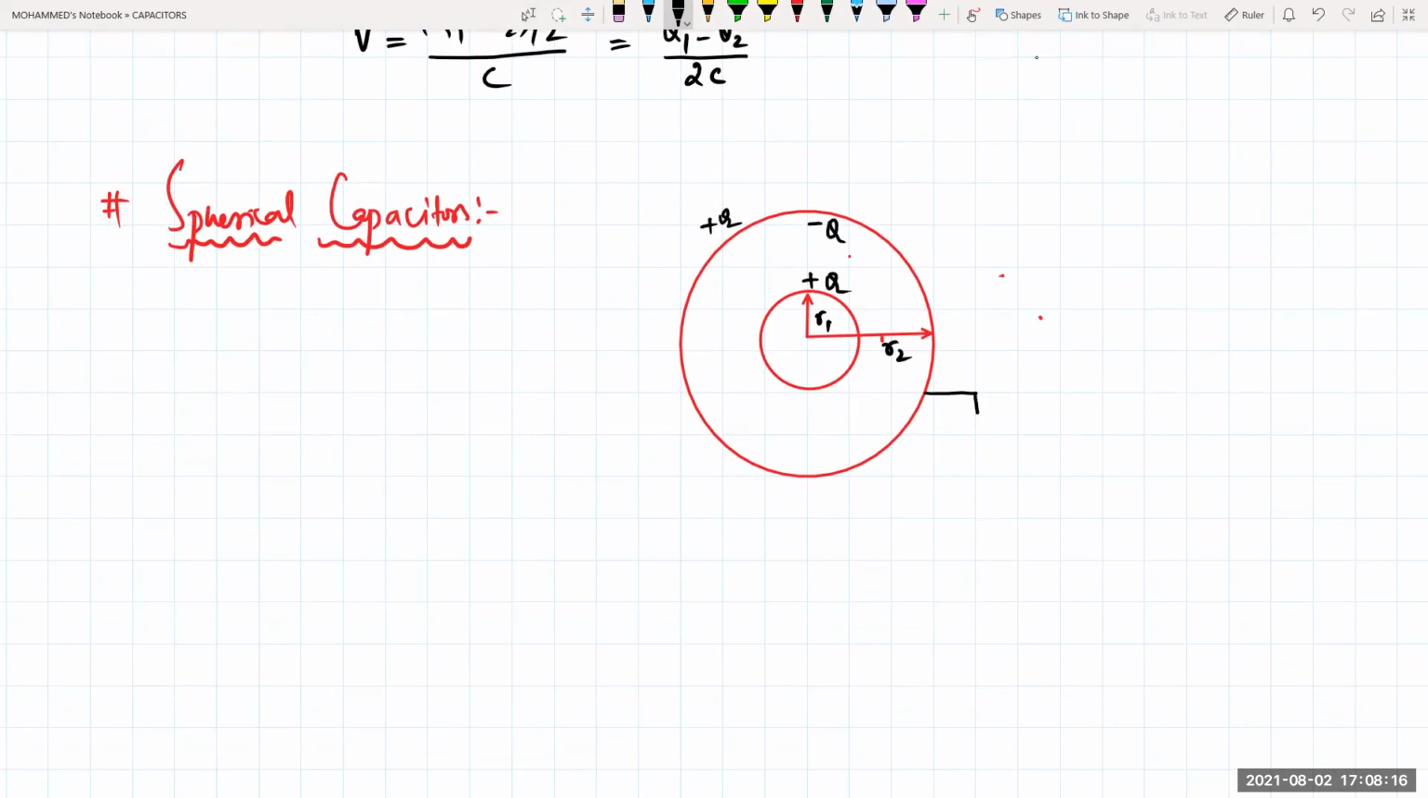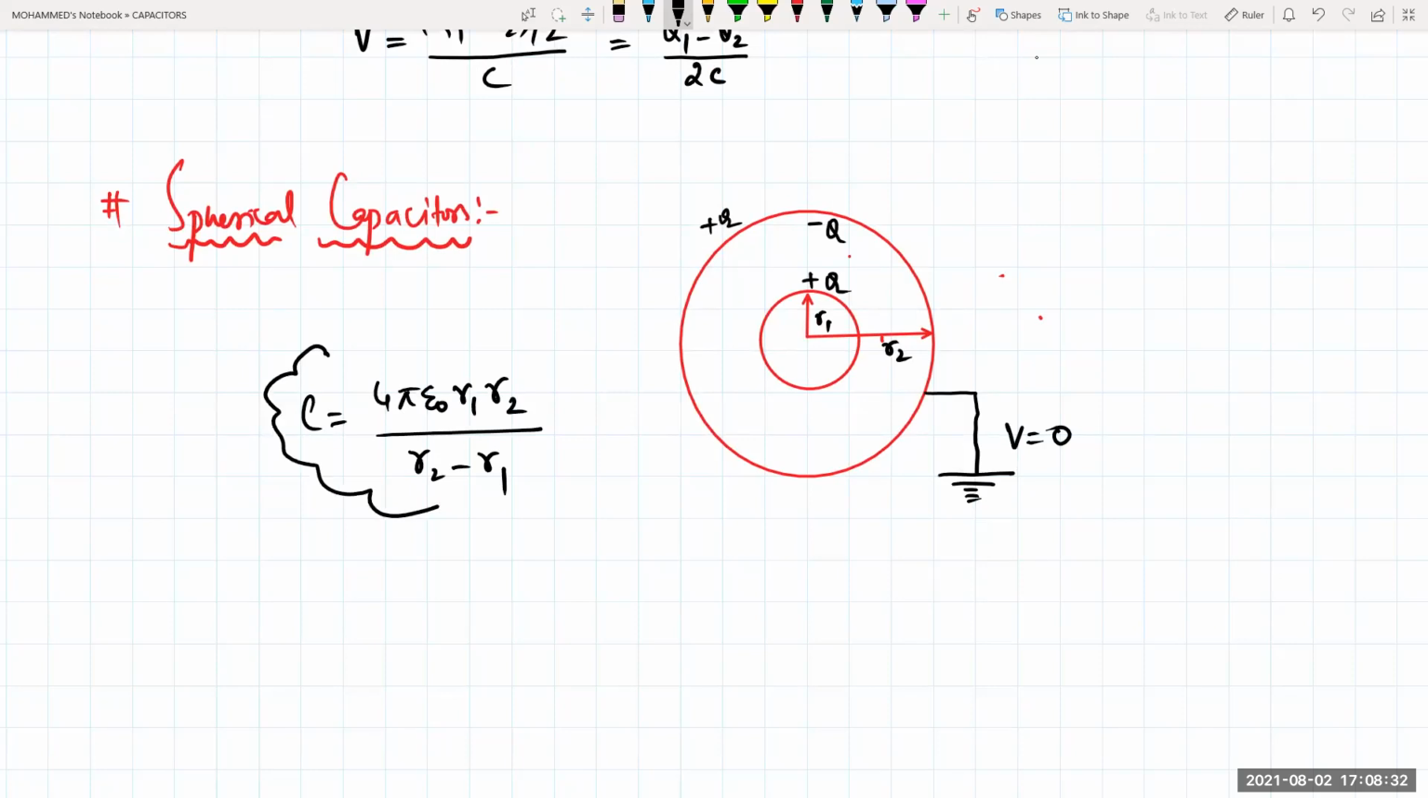If the outer part is earthed, whenever it is earthed, the potential is 0. The capacity of this one will become 4 pi epsilon naught into R1 into R2 divided by R2 minus R1. So this is the formula with two radii.